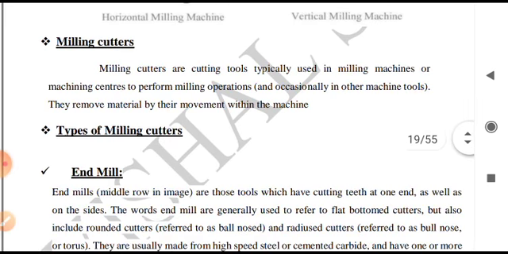Now we will stop today over here, and from tomorrow we will study the types of milling cutters and milling operations. Today we will stop here. Thank you.